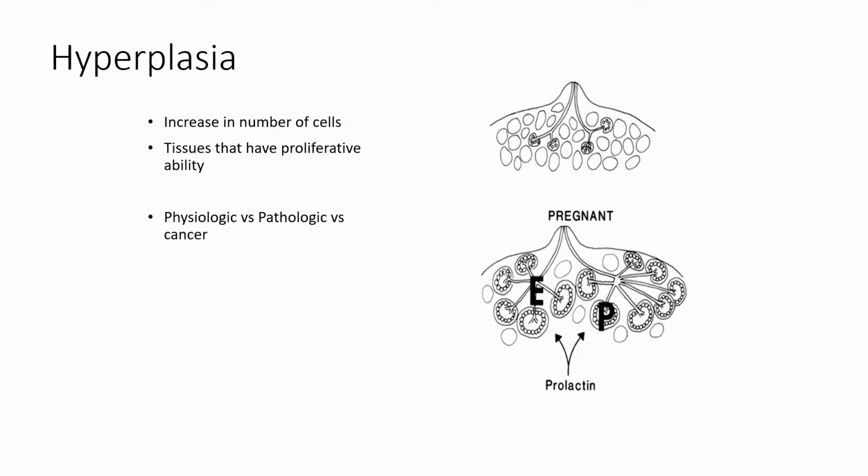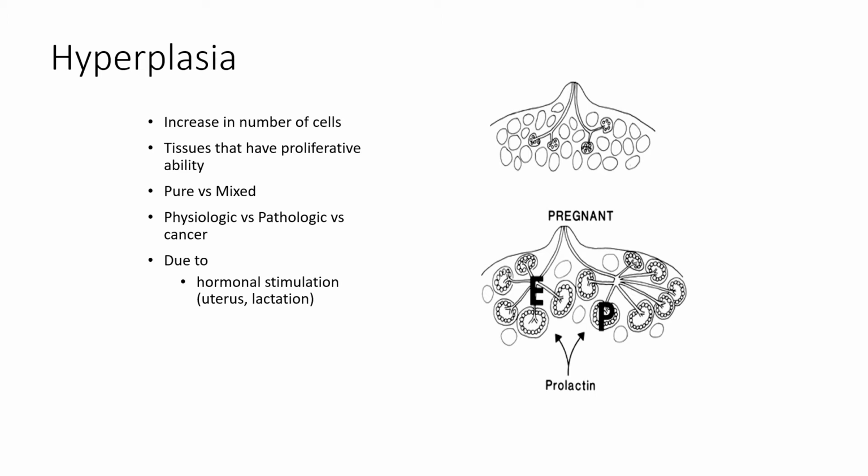So now, adaptive mechanisms are all benign conditions, reversible conditions, meaning the cells can return back to normal when the stimulus goes away. But they can be physiologic or pathologic, or they can transform to cancer in certain scenarios. So again, it can be pure hyperplasia or mixed with hypertrophy, as in the example that we talked about during pregnancy and the effect of hormones on the uterine smooth muscle cells.